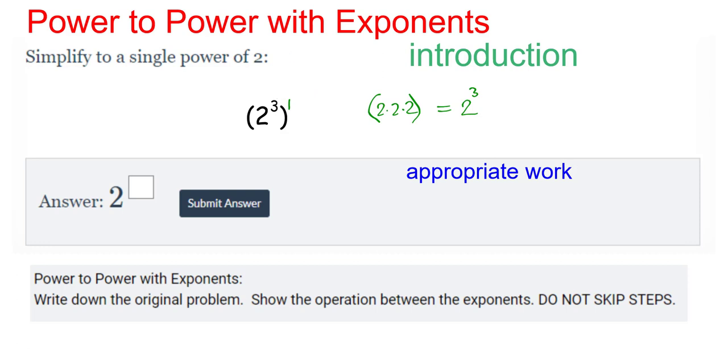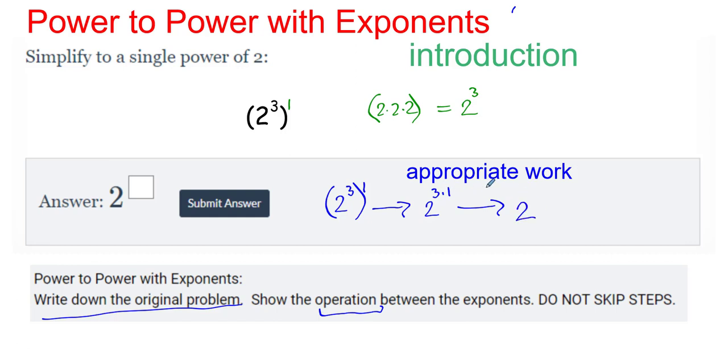Okay, so switching over to blue now for our appropriate work. I'm going to go ahead and write the original problem, just like we did right there. I'm going to put 2 to the power of 3, parentheses, 1 on the outside. To show the operation between the exponents, I would write 2 to the power of 3 multiplied by the power on the outside, which is a 1, and then 2 to the power of 3 times the power of 1 is going to give us 2 to the power of 3, which is the same thing we had here, and this is our appropriate work. And that's pretty much it.